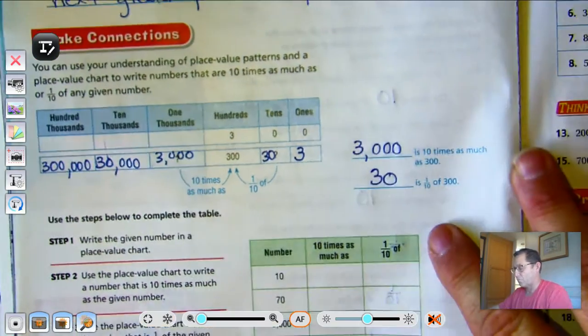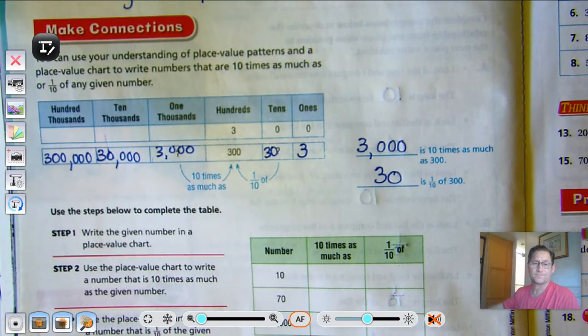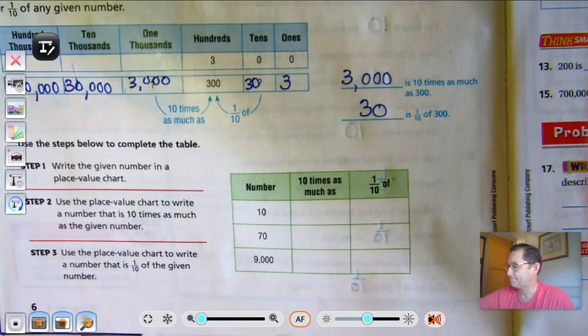So, write the given number in a place value chart.